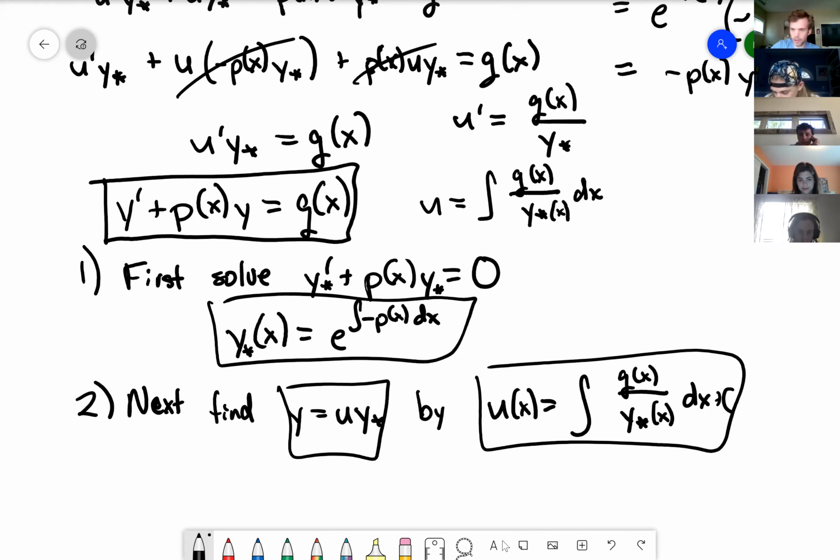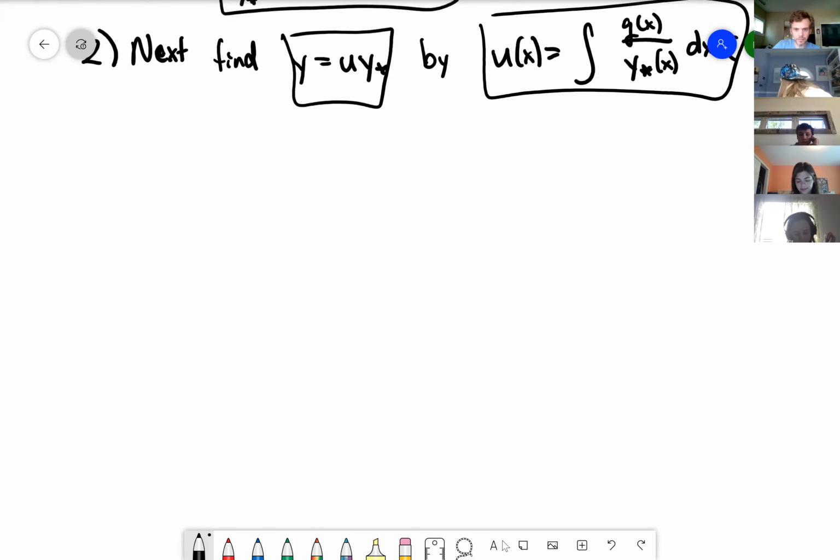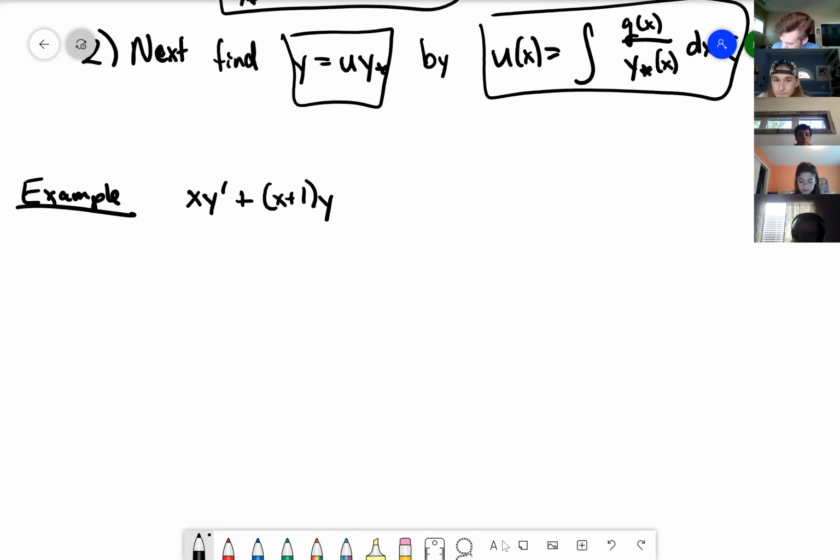So now maybe we have some time for an example. I'll pull one from the book. Oh, that's the one we did in class. Maybe there weren't good ones in this book. Oh, this looks ridiculous. Let's go for it. So, example. x times y prime plus x plus 1 y equals 3x squared e to the minus x.